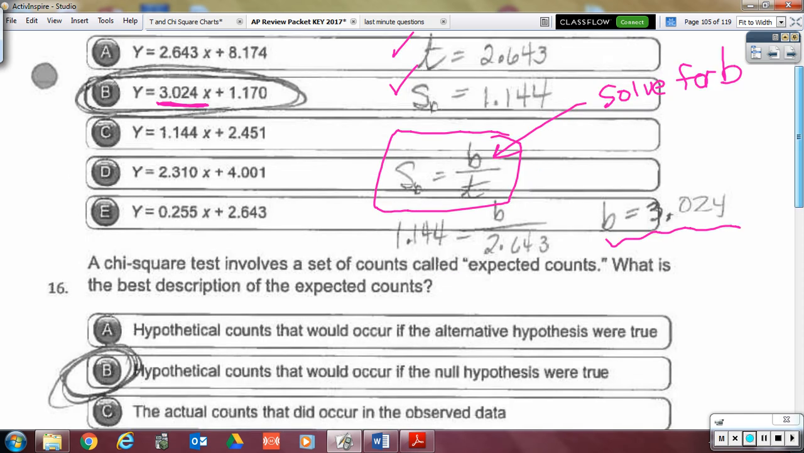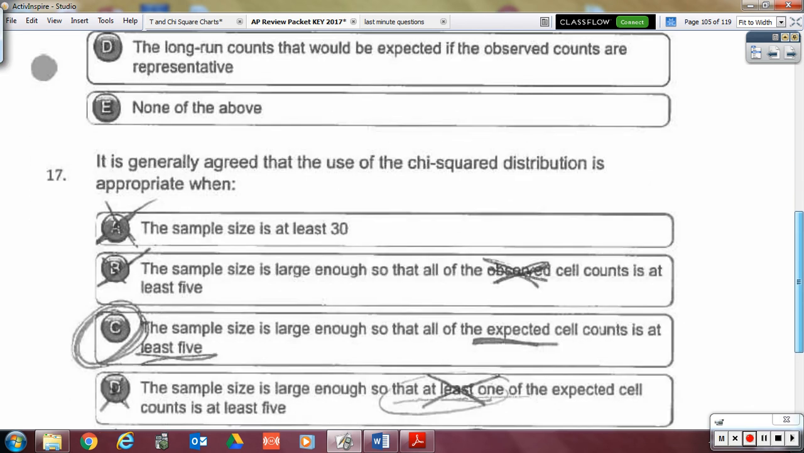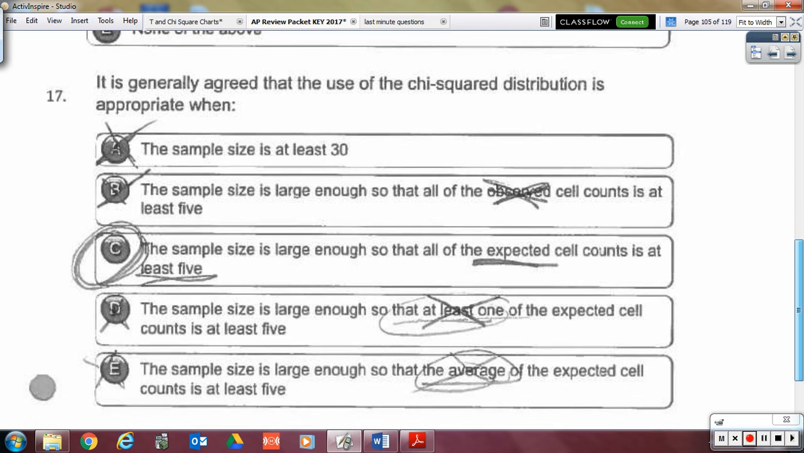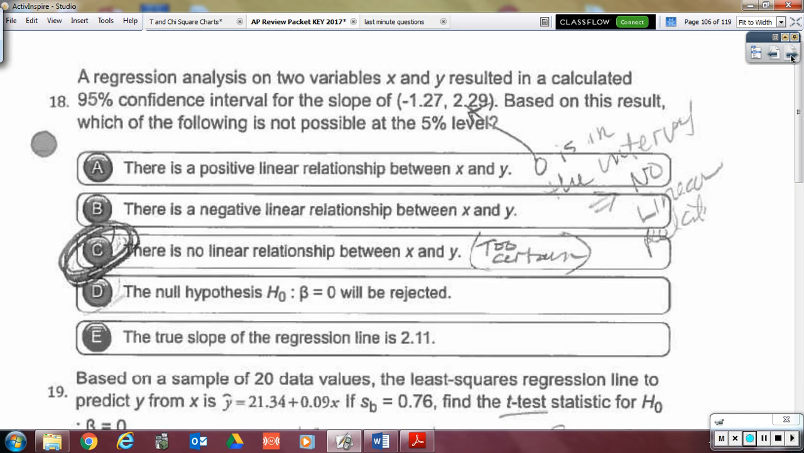All right, number 16. This one's just definition. Expected counts are what you would hypothetically expect to happen if the null is true. Okay, and here is another that the expected counts have to be greater than or equal to 5. That's just straight definition stuff. Okay, moving on, number 18.